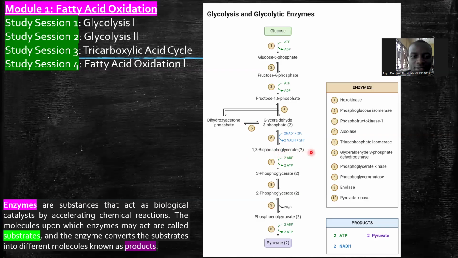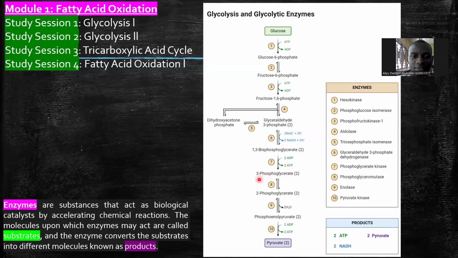Okay, so 1,3-bisphosphoglycerate is now converted to 3-phosphoglycerate, and the enzyme phosphoglycerate kinase will do this. You have 2 ADP inserted here, and you produce 2 ATP. Now, this is where the production of energy currency comes in, right? We have energy currency produced, okay? Now, we have 2 ATP. Now, 3-phosphoglycerate is converted to 2-phosphoglycerate by phosphoglycerate mutase, right?